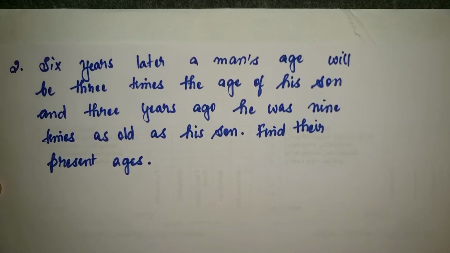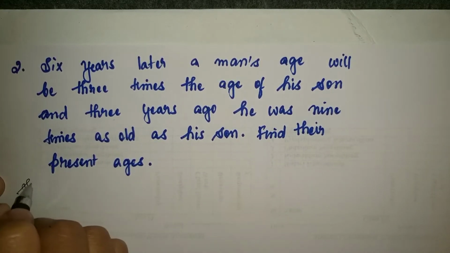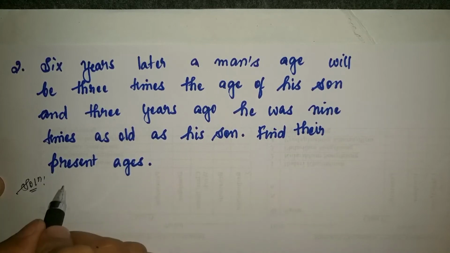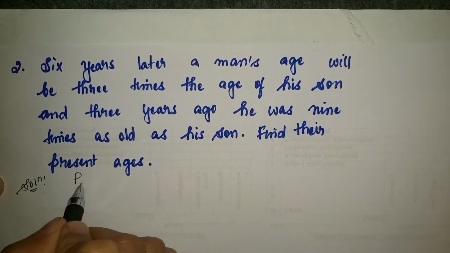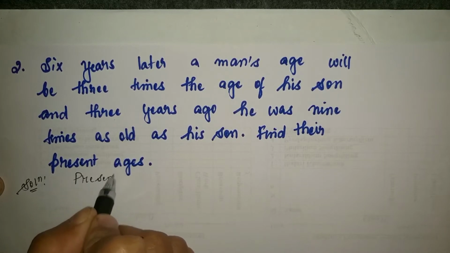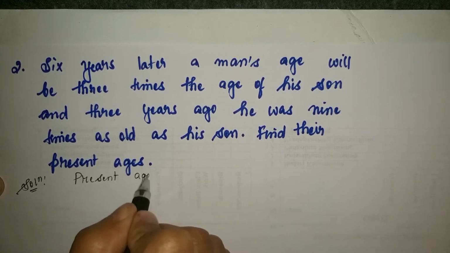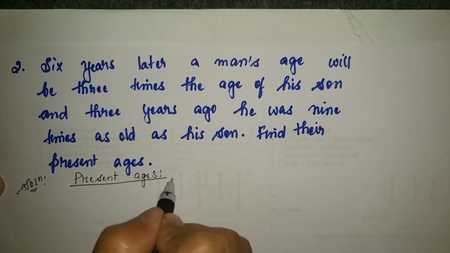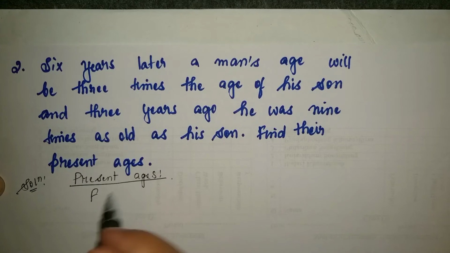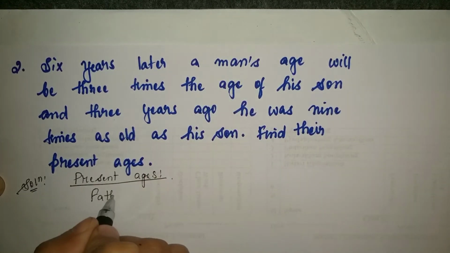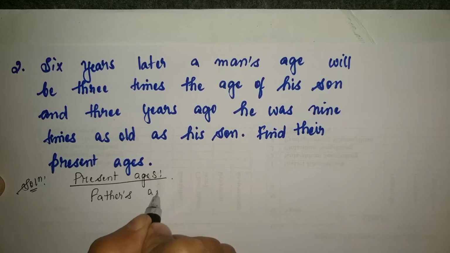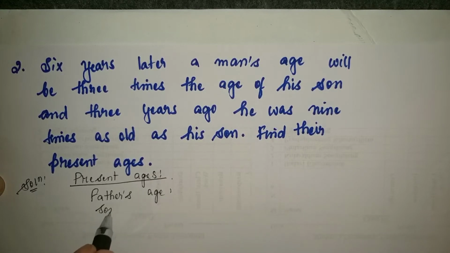Let me first write the present ages of the father and the son. Let the father's present age be x, and the son's present age be y.